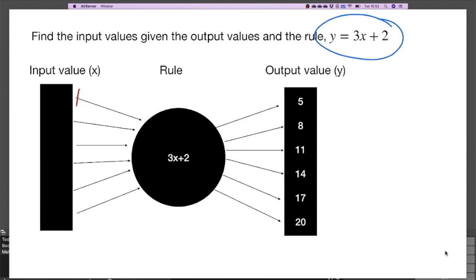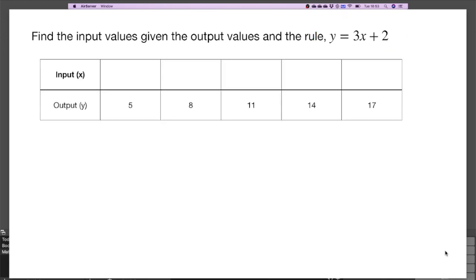Right. Now, this problem can be shown from a flow diagram like this, but it can also be shown using a table. This is exactly the same picture. In this case, the rule is still the same. We are given the output values, and we need to work backwards and work out the input values. And so we are reversing everything that is in the rule.